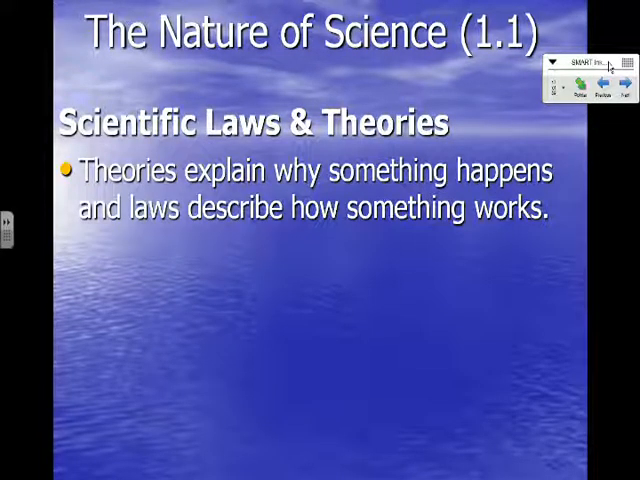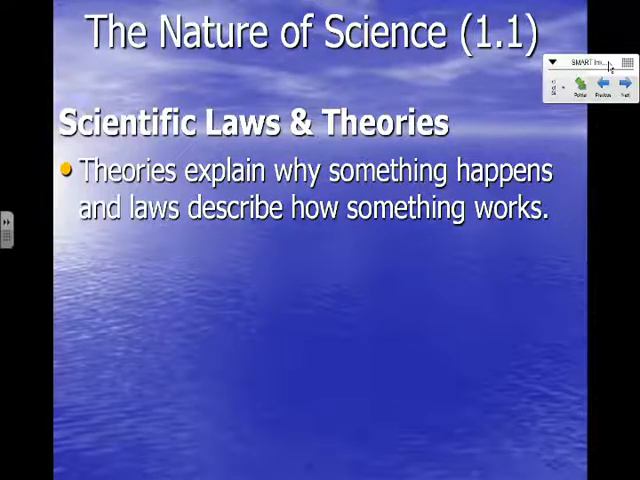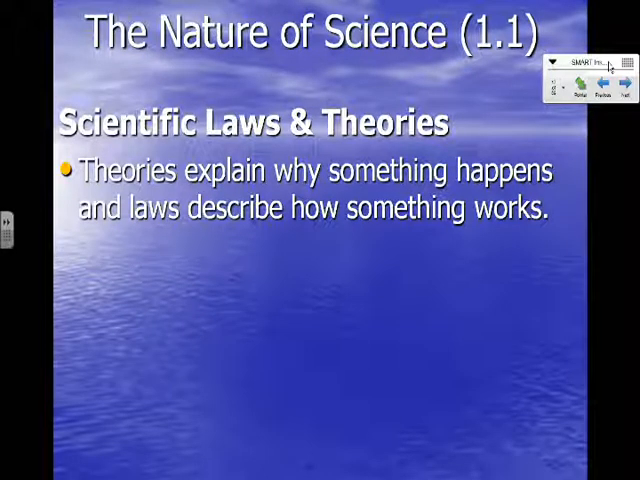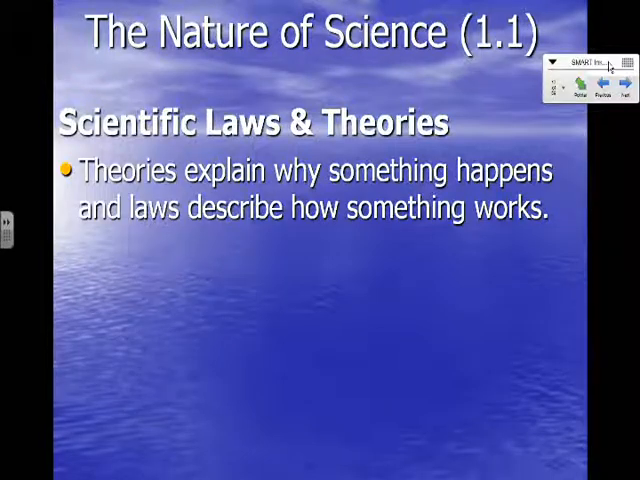So let me tell you an example. One example of a scientific law is the law of gravity. If I hold a ball in my hand above the ground and I let go, the ball drops to the floor. We all know that. That's the law of gravity. It cannot be disproven. It is a scientific law. It's been proven. And the law of gravity describes how something works. It describes how gravity works.